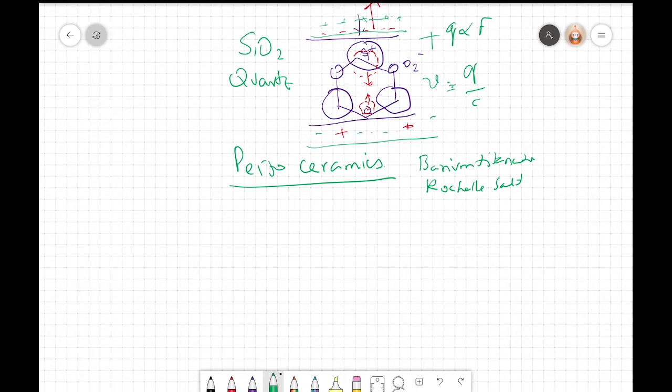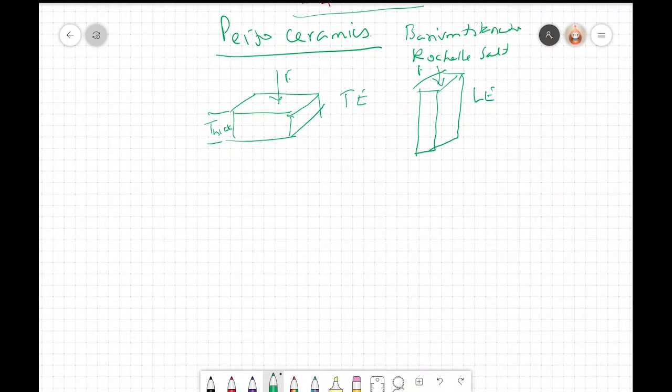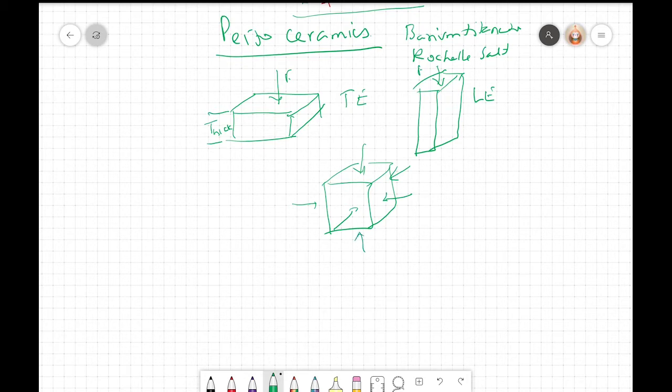So the piezoceramics can be used in different modes. This is one way: I make a crystal, and this is the thickness. I apply force here, this is known as the thickness expander mode, not very popular. Then it's also possible to put the crystal in the length form and apply the force here. This is called the length expansion mode. It's also possible that we apply force on all sides. This is very useful if I want to measure inside a liquid, because once I put this crystal inside the liquid, force will come all around the six faces. We call this the volume expander mode, because volume will either contract or expand.